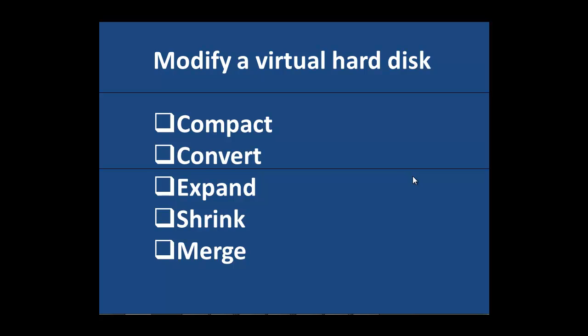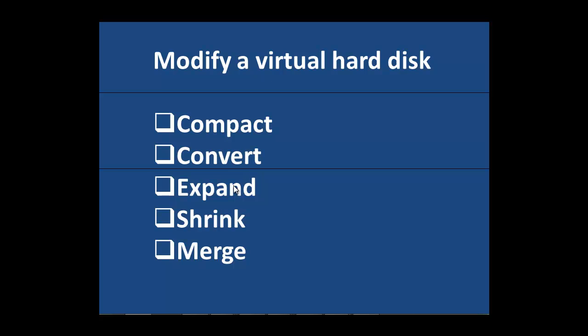In this session, we want to talk about making changes to the virtual hard disk. We can modify the virtual hard disk by compacting the disk. That means we want to reduce the size of the disk by deleting empty space while leaving the disk capacity unchanged. We can also do a conversion. We can convert the type of format of a disk by copying the data to a new disk image file.